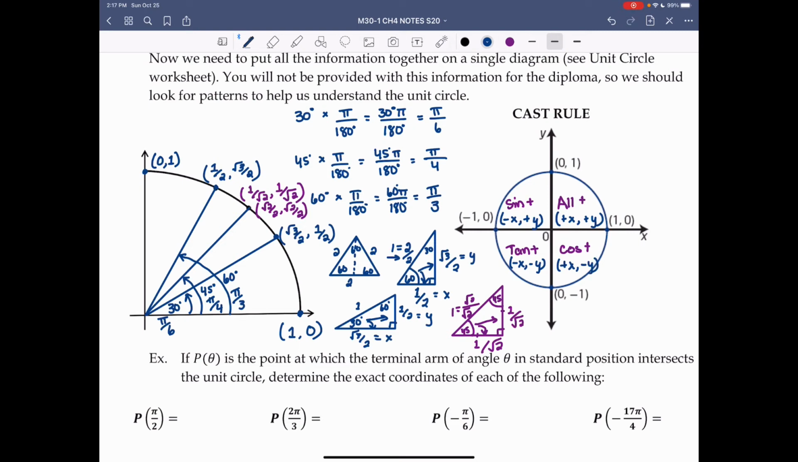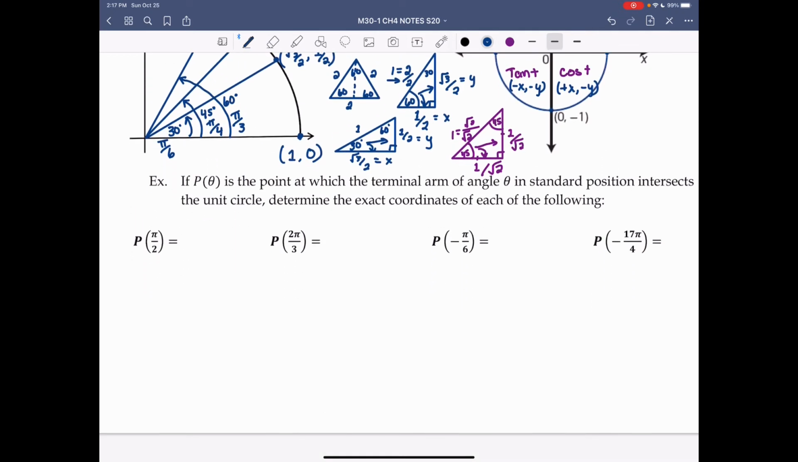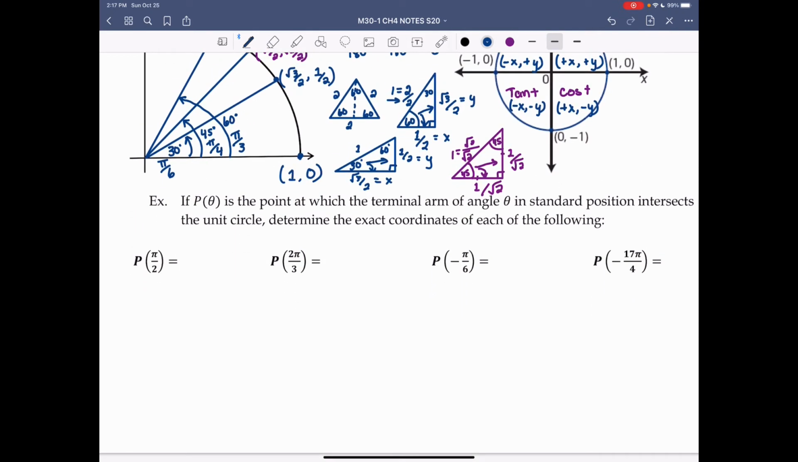Now let's put this into practice. If P of theta is the point at which the terminal arm of angle theta in standard position intersects the unit circle, determine the exact coordinates of each of the following. So P is a point, an xy value. We want to determine what P is. So P of pi over 2.